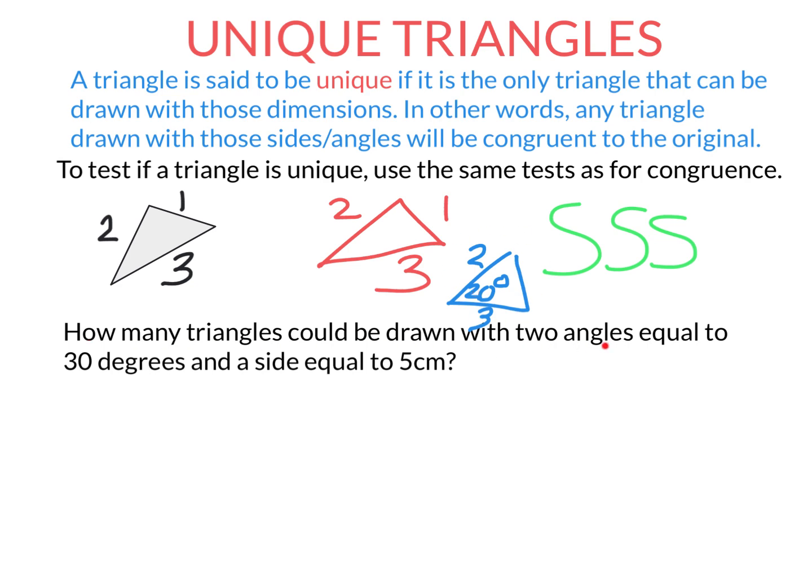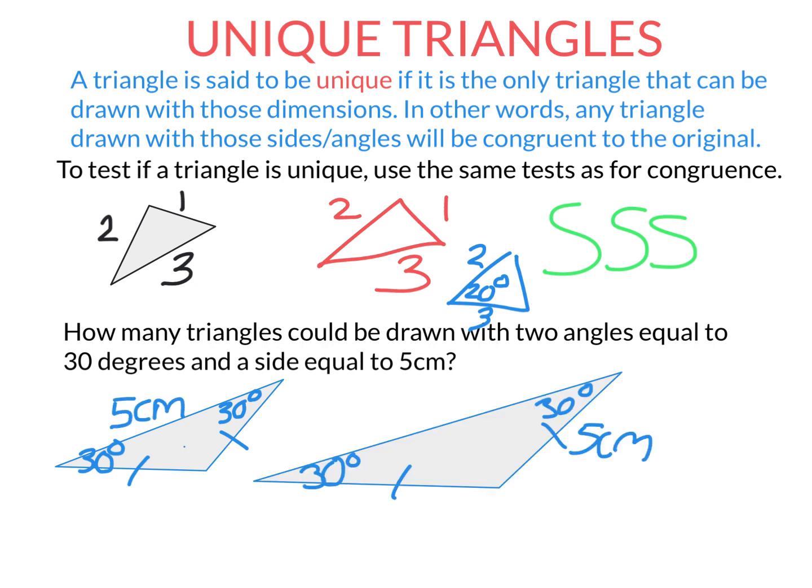So what about this? How many triangles could be drawn with two angles equal to 30 degrees and a side equal to 5 centimeters? Well, we can obviously draw one such triangle, so let's draw that. So here I've drawn a triangle with two angles equal to 30 degrees. Obviously that means it's going to be isosceles and these two sides will be the same. So I need to put in a side that's 5 centimeters. So I could either have the 5 centimeter side here or here. So here I have two triangles with two angles 30 degrees and one side 5 centimeters.